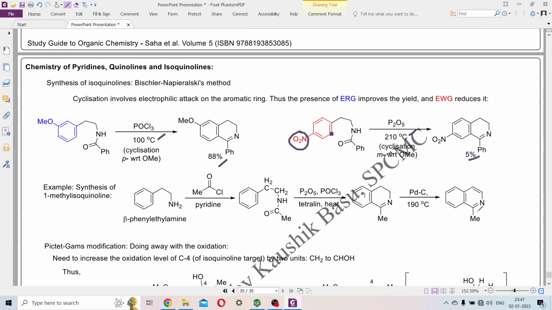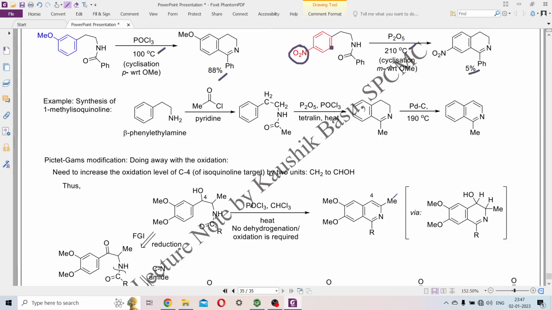So you can understand that this should be coming from a MeCO group, that should be coming from the beta-phenyl ethylamine. So we do that with MeCOCl in pyridine. So we have the amide linkage established, and then P2O5, POCl3, heat, and then we have the ring closing reaction, the intramolecular aromatic electrophilic substitution, followed by dehydrogenation.